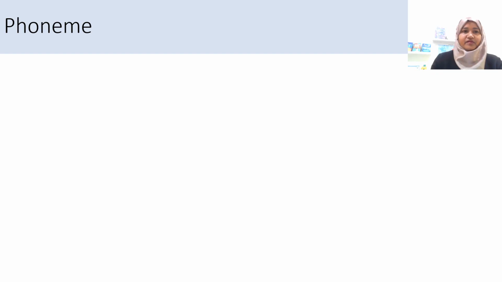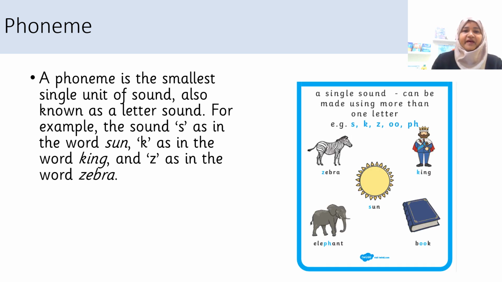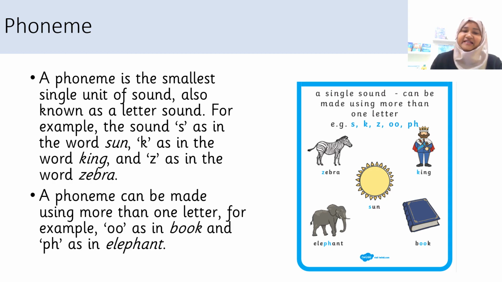Phoneme. A phoneme is the smallest single unit of sound, also known as a letter sound. For example, the sound s as in the word sun, k as in the word king, and z as in the word zebra. Now, a phoneme can be made using more than one letter. For example, the double O, oo sound as in book, and PH, f sound as in elephant.